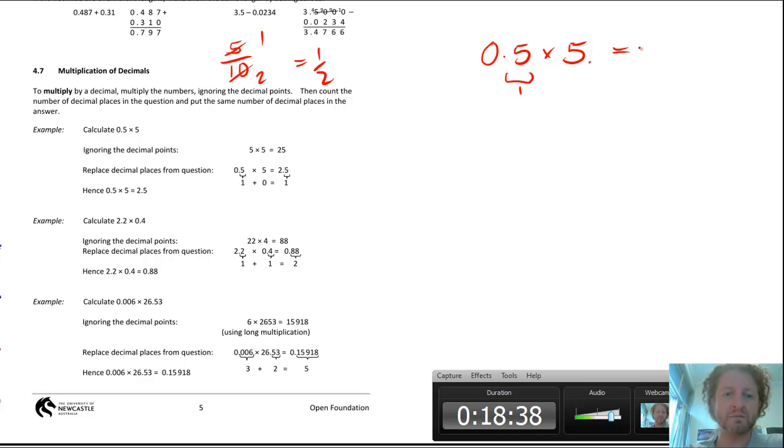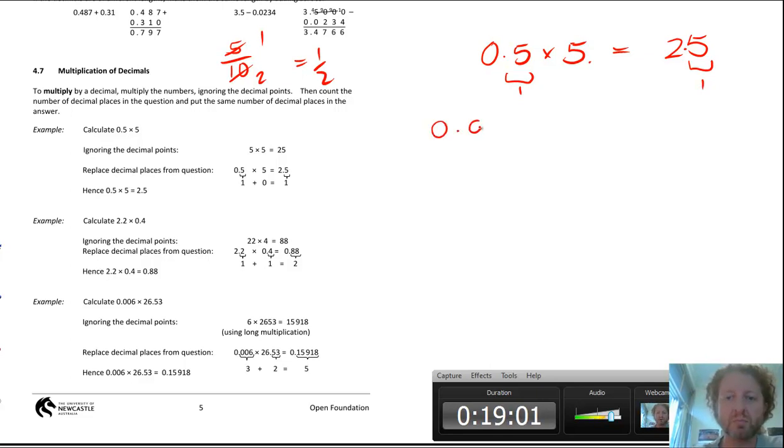So the technique is, ignore the decimal points, so that just says 5 times 5. My answer is 25, and put your decimal place back in the answer. It's got to be 2.5. So my question and answer have the same number of decimal places. And again, I knew my answer was 2.5. So that's good.